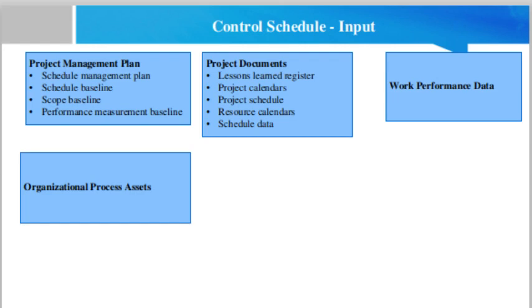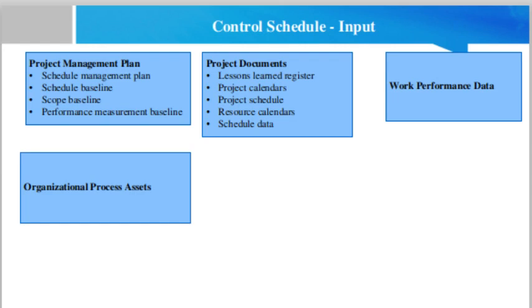Then the scope baseline. The project WBS or work breakdown structure, deliverables, constraints, and assumptions documented in the scope baseline are considered explicitly when monitoring and controlling the schedule baseline. Then the performance measurement baseline. When using earned value analysis, the performance measurement baseline is compared to actual results to determine if a change, corrective action, or preventive action is necessary.